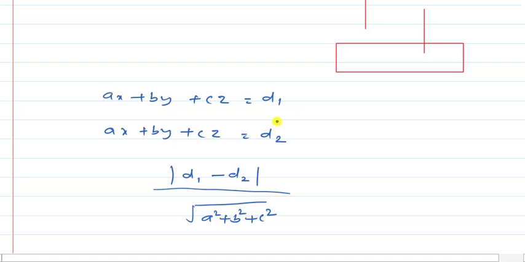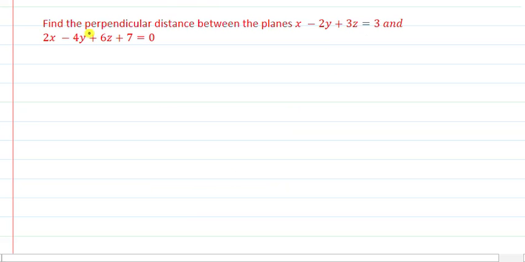Here we need to take the difference between the constant terms only in the numerator, and divide by the square root of the sum of squares of the direction ratios of any one of the planes. Let me explain this by taking one example. So the problem is: find the perpendicular distance between the planes x minus 2y plus 3z is equal to 3 and 2x minus 4y plus 6z plus 7 is equal to 0.